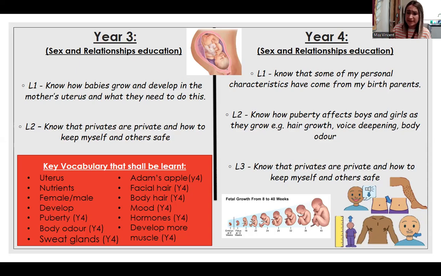We look at the fact that boys and girls, but boys more so, develop more muscle. We talk about hormones and how our moods might change a little bit and that is normal, and how to deal with that. Facial hair and things like that. We talk about Adam's apple. So we look at changes that both boys and girls get, but then the different changes that girls and boys might experience. And then we also look at knowing that privates are private and how to keep myself safe.